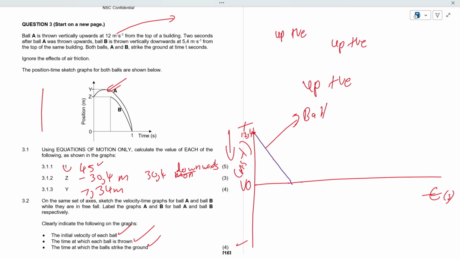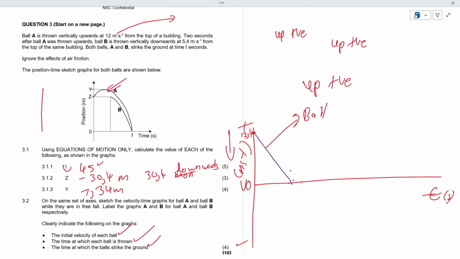Down is negative. It means now the graph has to be on this side. At this time where it reached the maximum height, they didn't say indicate the maximum height, but let me indicate it. This is the maximum height which we solved here. Here I didn't get the time for the maximum height, I didn't solve it, so let me just leave it. But this is the maximum height. Know it for yourself: it's where the velocity is 0.